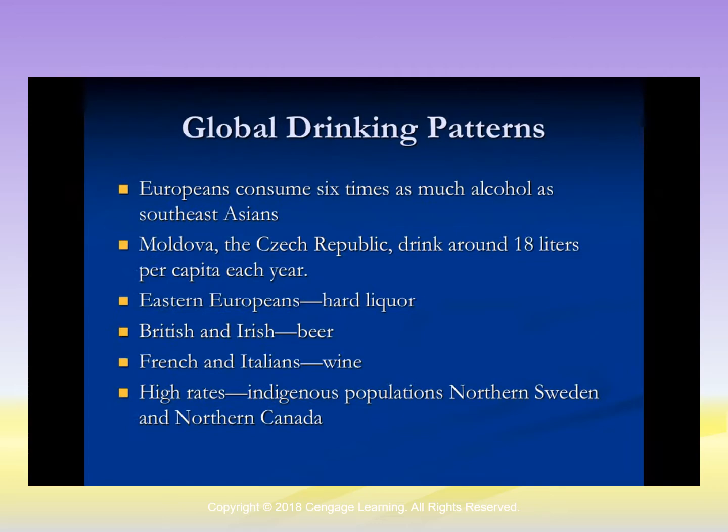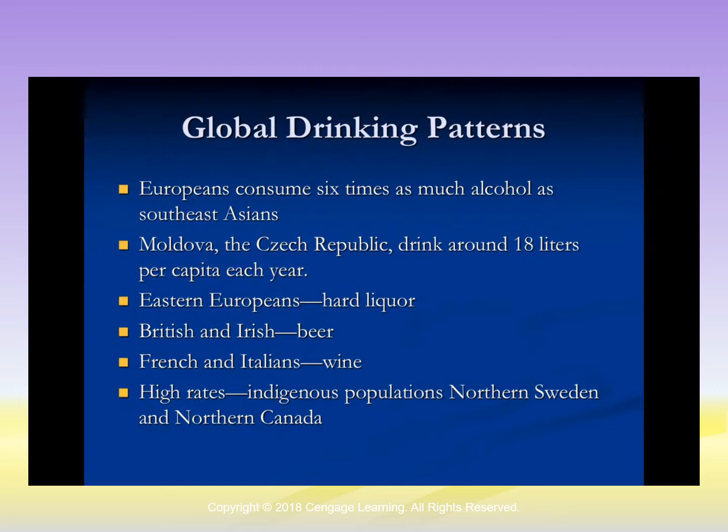In Moldova and the Czech Republic, people drink around 18 liters per capita each year. And I want you to think about the geographic implications here as well, because even in 2019, we don't necessarily have clean water for everyone over the world, and especially in our own country. But a lot of places rely on fermented beverages when the water supply is not healthy to drink. Because, of course, drinking tainted water could lead to a variety of problems, even death.